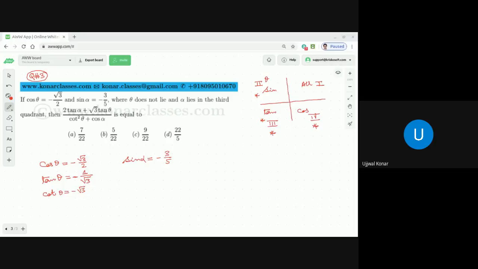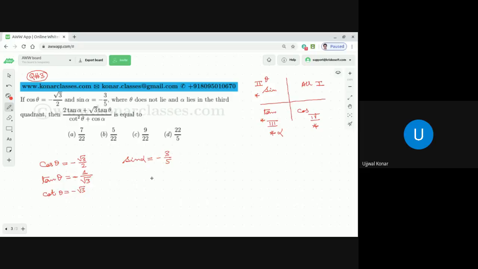Correct, na? So now the point is that alpha lies in the third quadrant. So here is alpha. Alpha lies in the third quadrant. So in the third quadrant, tan alpha should be positive.